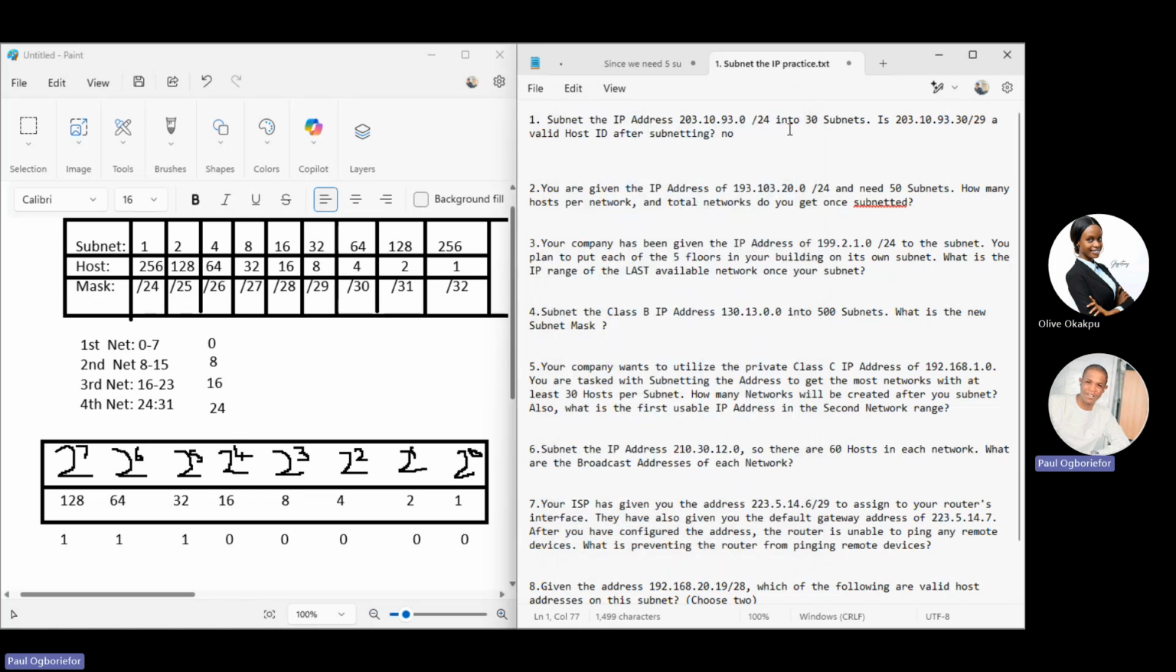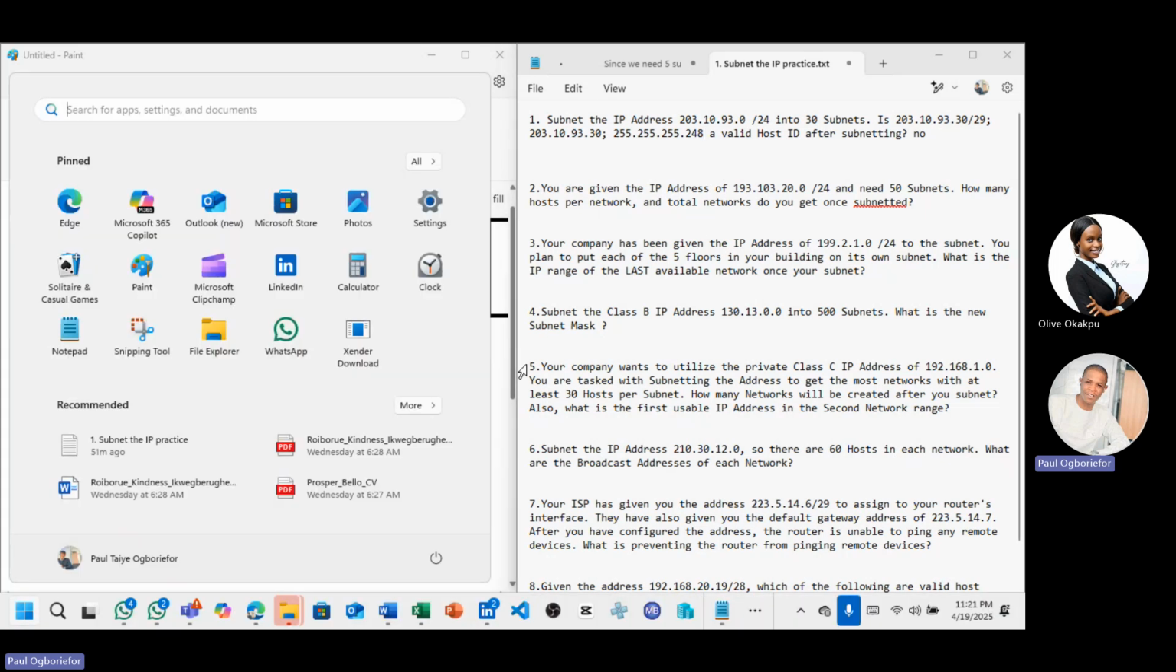If you really want to write that, you now do it as 203.10.93.30, and the mask is 255.255.255.248. Yeah, this is what it will look like. Perfect. That means you got that very well, and I'm very happy about that.